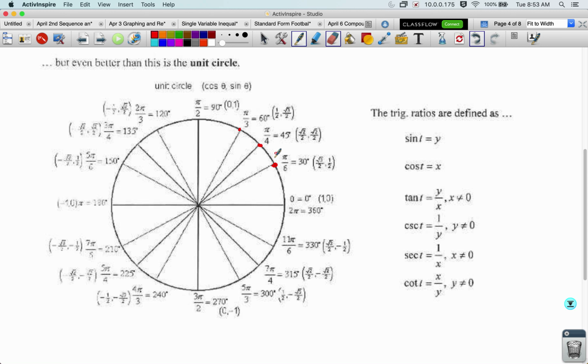If I wanted to find cosine of 30 degrees, I would just look at the x value here. Cosine of 30 degrees is square root of 3 over 2. Sine of 30 degrees is 1/2. So it's just already written out there. To find tangent, you've got to do y over x. And then secant, cotangent, you just flip them all upside down. And then this tells you where those vertical asymptotes would be, where this is going to be undefined, because you're dividing by 0.